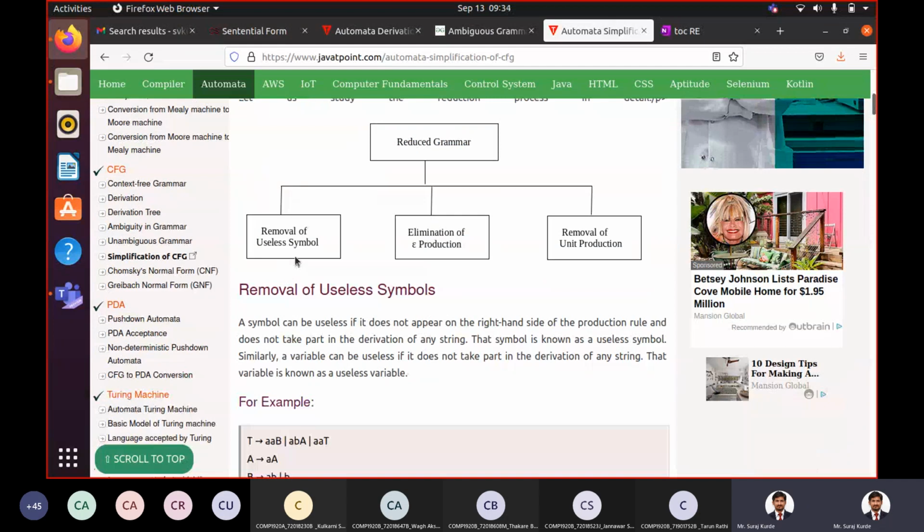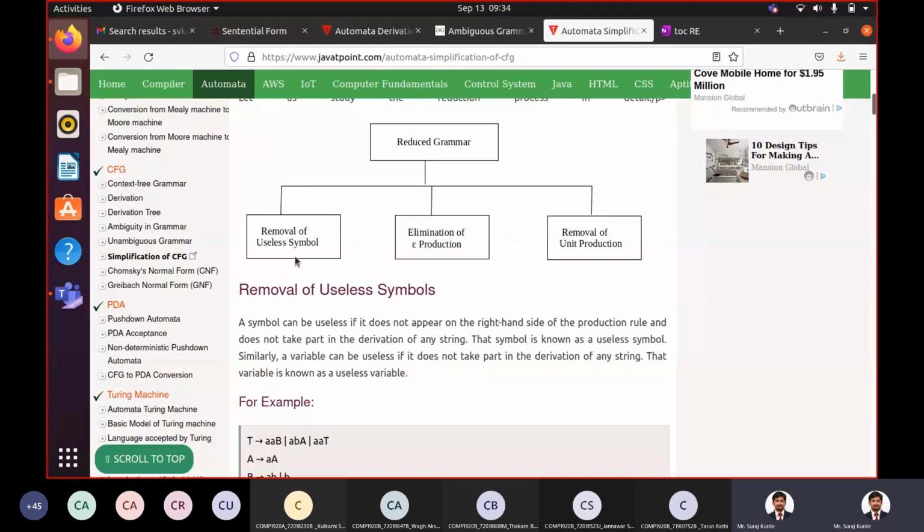So by removing this, we remove the unwanted, extra symbols, and we reduce the length of the grammar. It will not reduce the length of the language. It will not reduce the number of strings. The only thing it changes is the length of production rules, or the length of the grammar. That is the only change in the CFG.